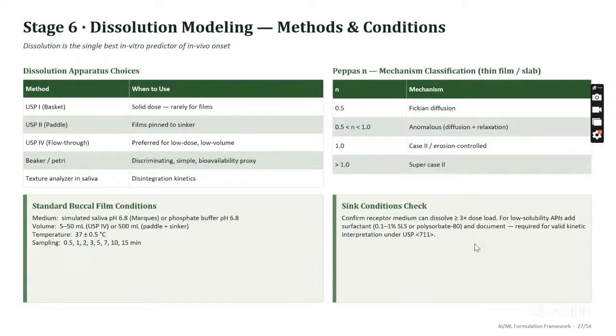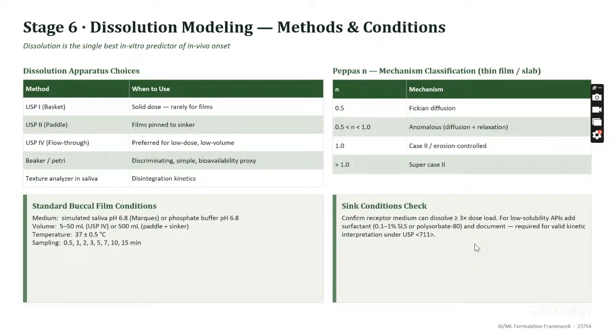Next. Here, the dissolution method. In dissolution, it is the single best in vitro predictor of in vivo onset. So we pick an apparatus, a different model, and set buccal-relevant conditions, like pH 6.5, 37 degrees Celsius, or PBS buffer with different pH. This is an example I am giving. And confirm sink conditions so the kinetics are interpretable.